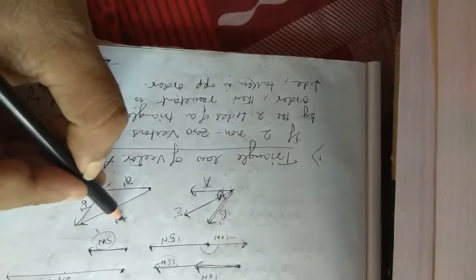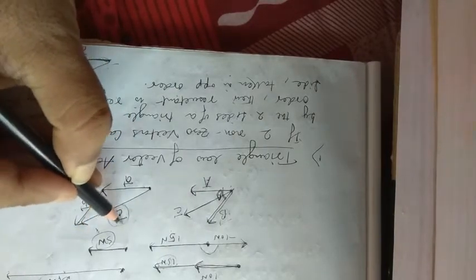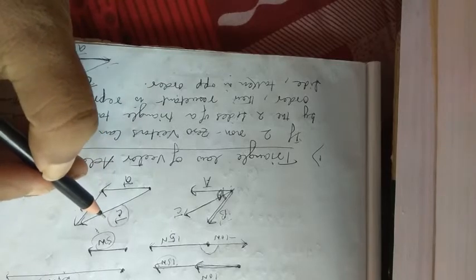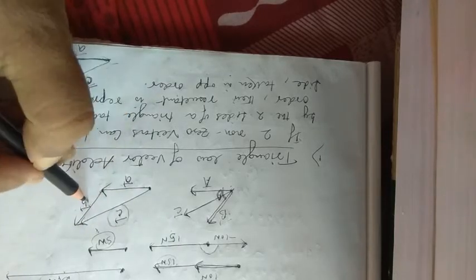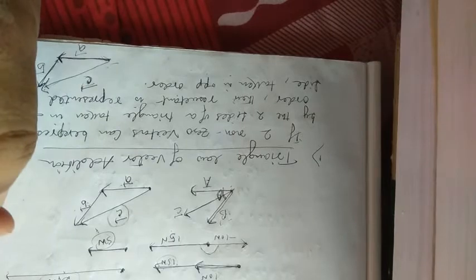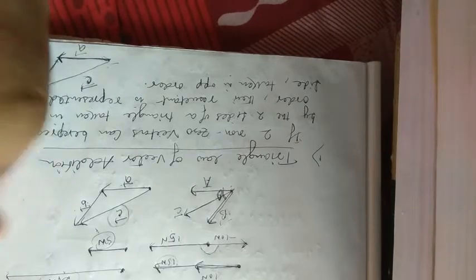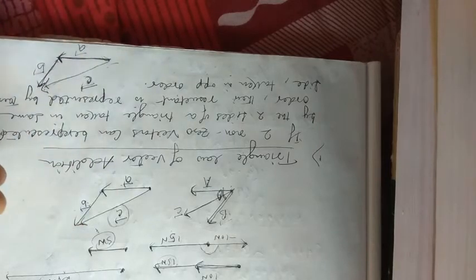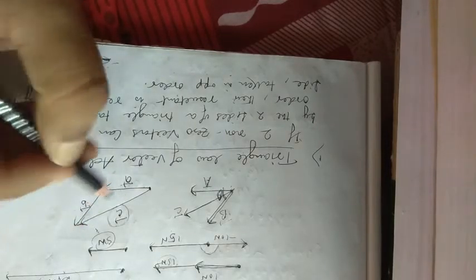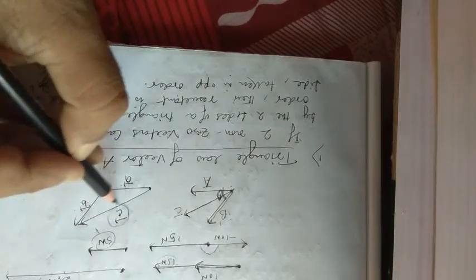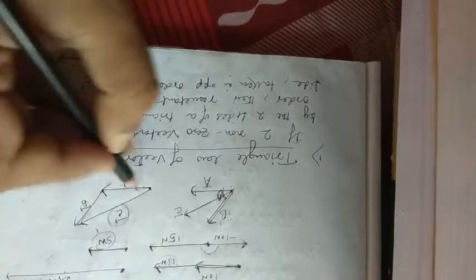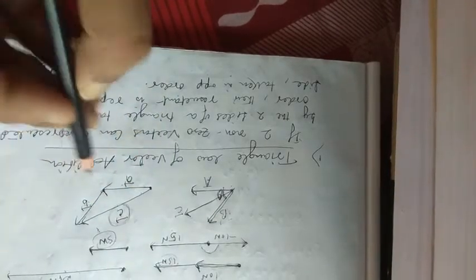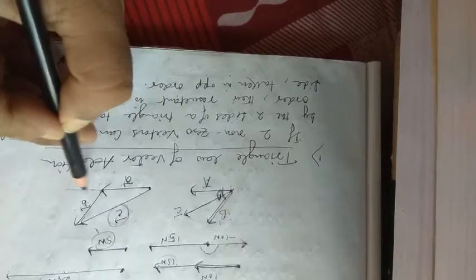We have to calculate the magnitude of this resultant as well as the direction of the resultant with any one of these vectors. As it is a vector, we have to find out the magnitude as well as the direction. Magnitude we calculate through a formula, and direction means the angle made by this resultant with either A or B. The angle between the two vectors is theta.